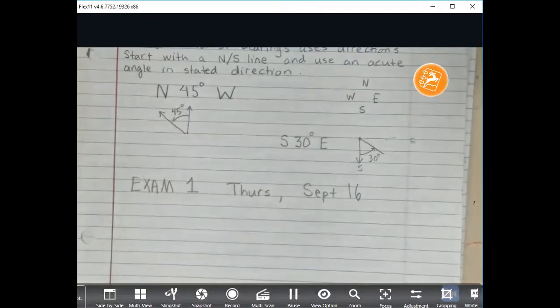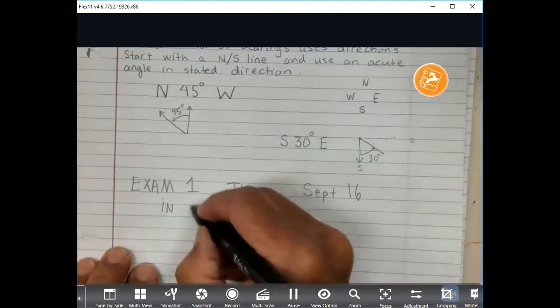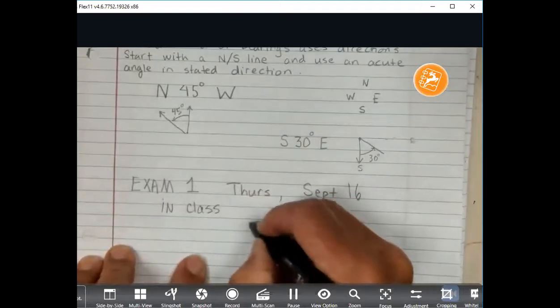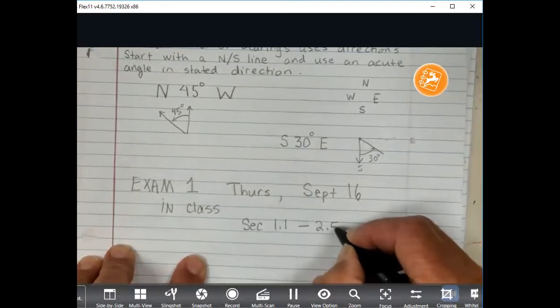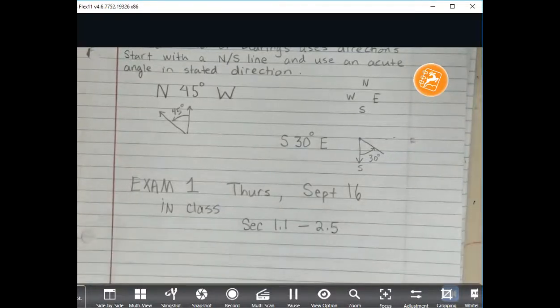It will be an in-class test. I don't know how I'm going to deal with folks that aren't in class, so hopefully you guys at home can show up in class. I'll need you in class here. Sections 1.1 through 2.5. That section in there where you use your calculators just to help you do stuff like this. But on the test, I'd rather you not use a calculator, because I don't want to look at numbers.